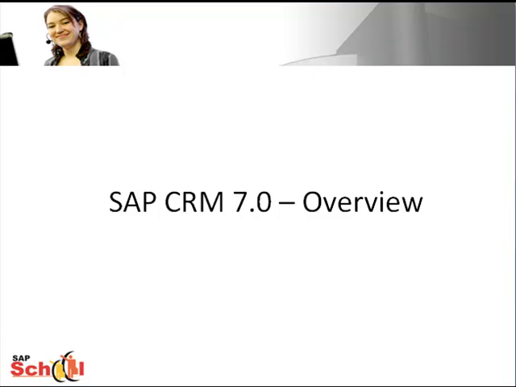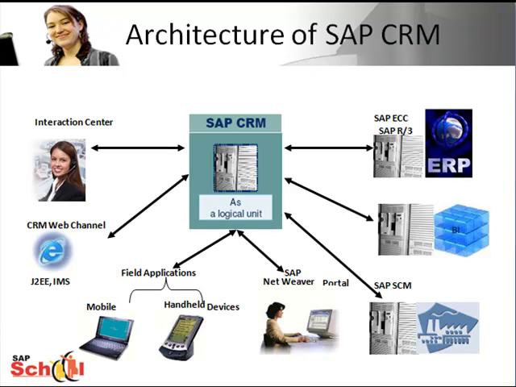So, first, let's have a quick look at what CRM 7 is all about. This is the architecture of SAP CRM 7. CRM 7 as a logical unit sits in the center and communicates with the interaction center, with the web client channel, mobile handheld devices, with the NetWeaver portal, with supply chain management, with BI, and with the backend ERP system.